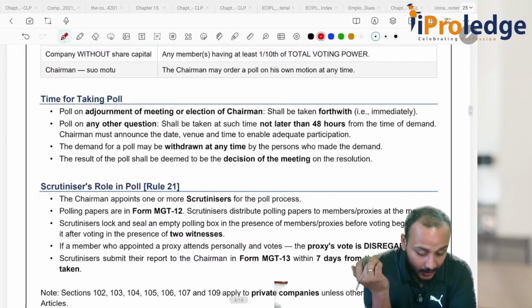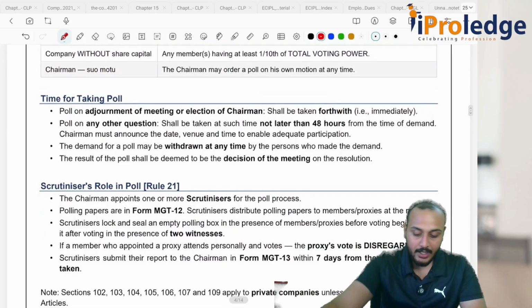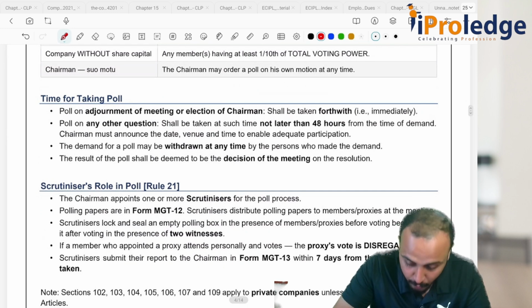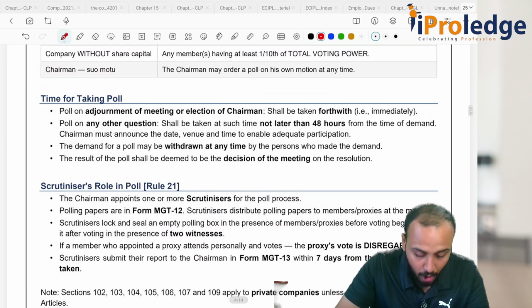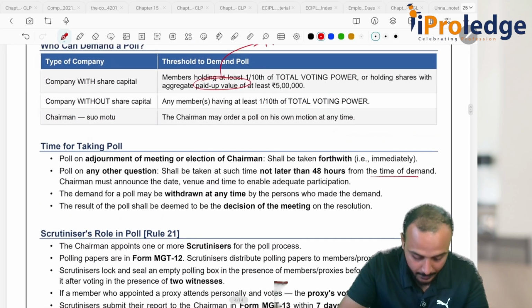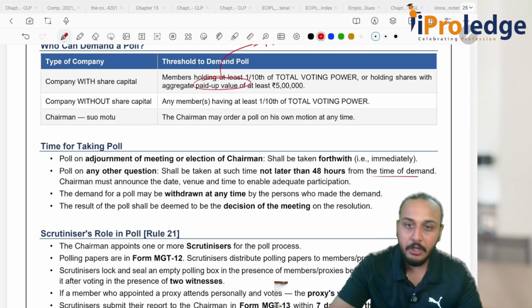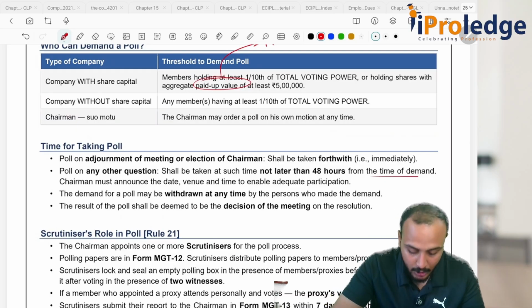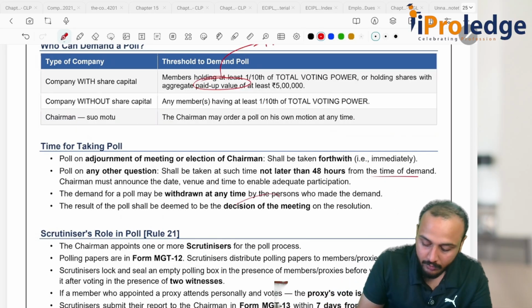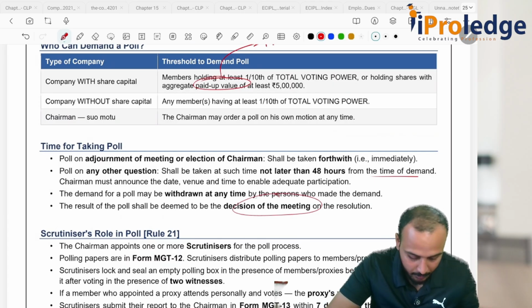And then, what is the time for taking the poll? Poll on adjournment of meetings or election of chairman shall be taken forthwith, that is immediately. Poll on any other question shall be taken at such time not later than 48 hours from the time of demand. Okay, the demand for poll may be withdrawn at any point of time. You would have demanded right now, but you can also withdraw it. The result of the poll shall be deemed to be the decision of the meeting.